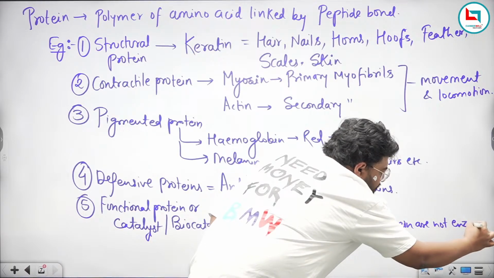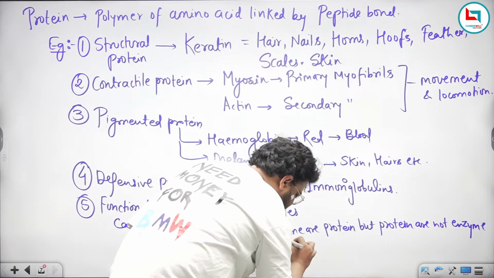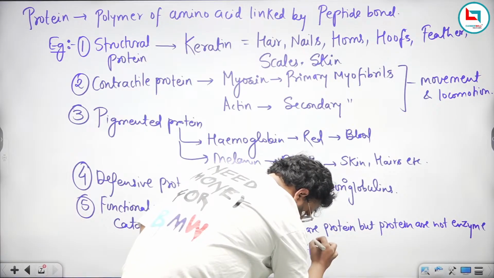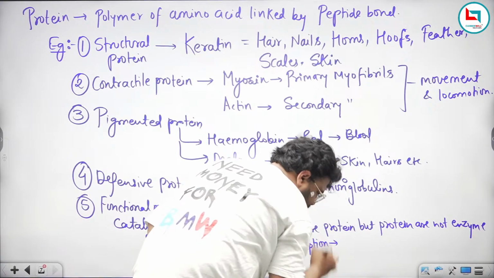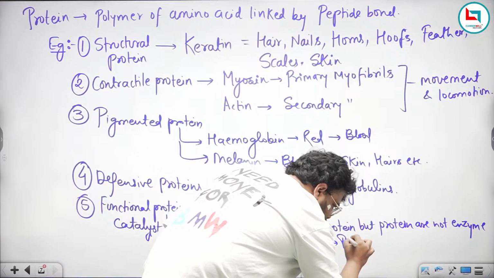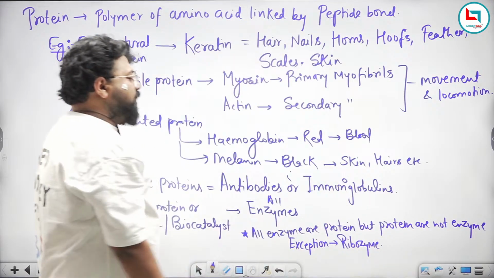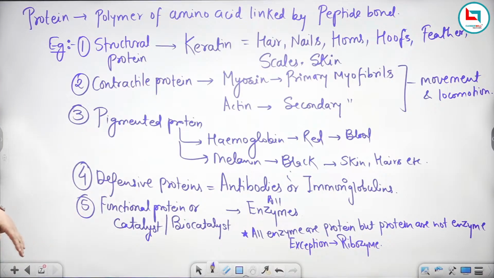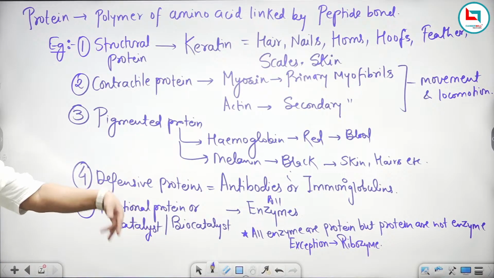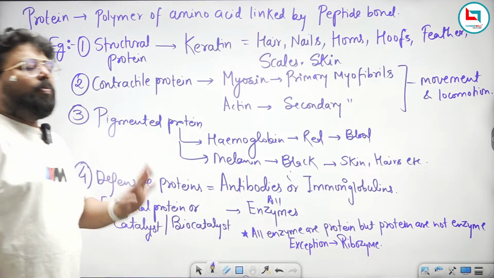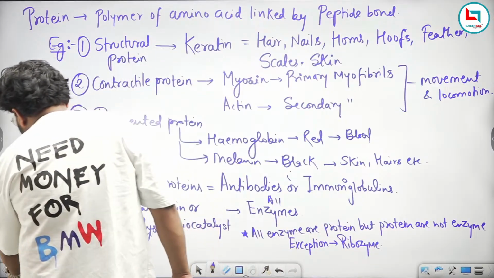There is a molecule which is an exception to this statement, known as ribozyme. It is also called catalytic RNA. These catalytic ribonucleic acids have properties just like enzymes. They are not proteins, but they work as enzymes. Otherwise, all enzymes are proteins, but all proteins are not enzymes.